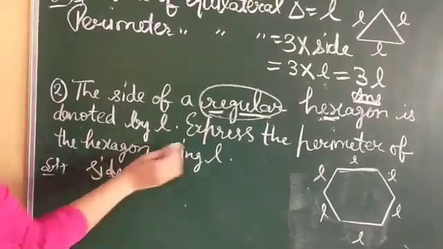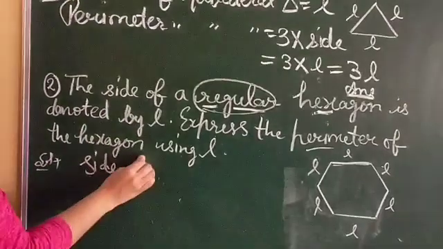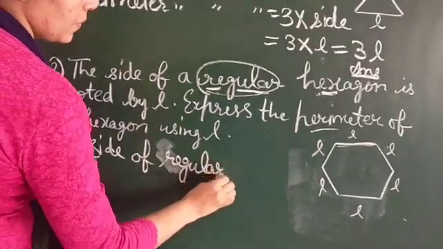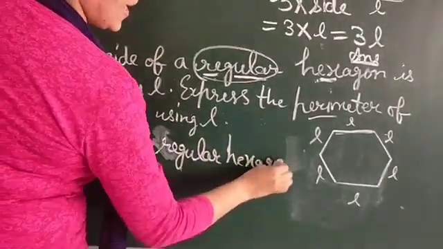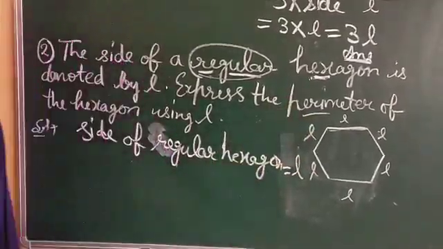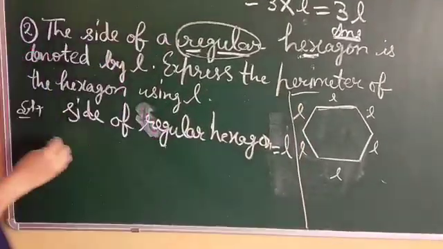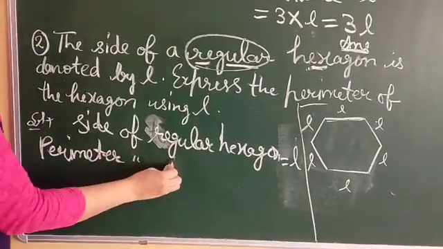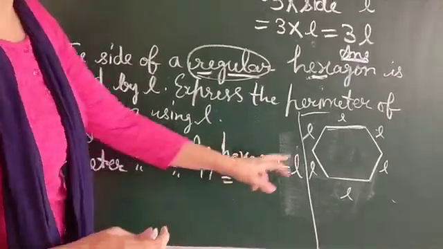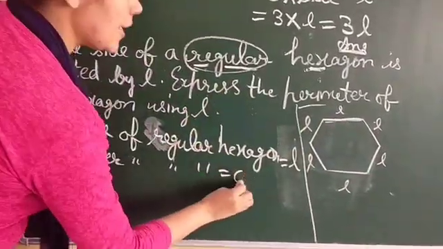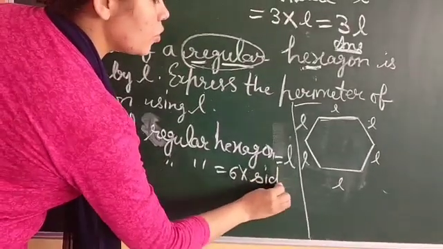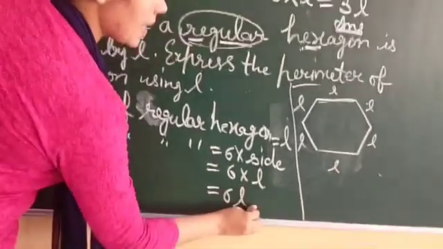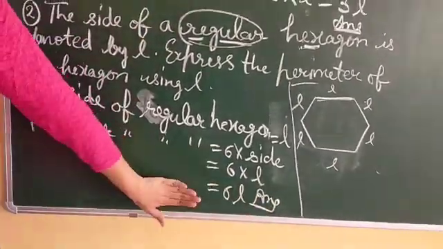In this question you have to find the perimeter of the hexagon. So you will write side of a regular hexagon is L. Okay. Now you have to find the perimeter of the regular hexagon. Now how many sides does it have? 6 sides and all sides are equal, so the formula should be 6 into side. Side is L, 6 into L will be 6L. So this is the perimeter of the hexagon.